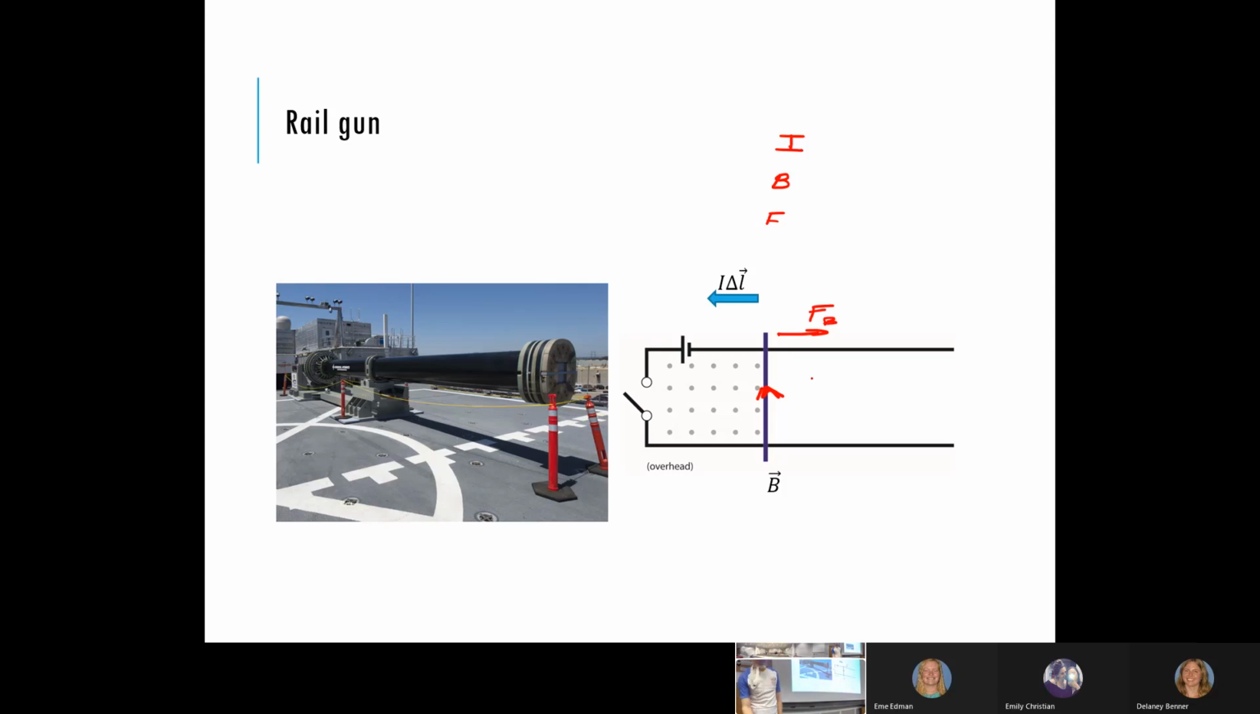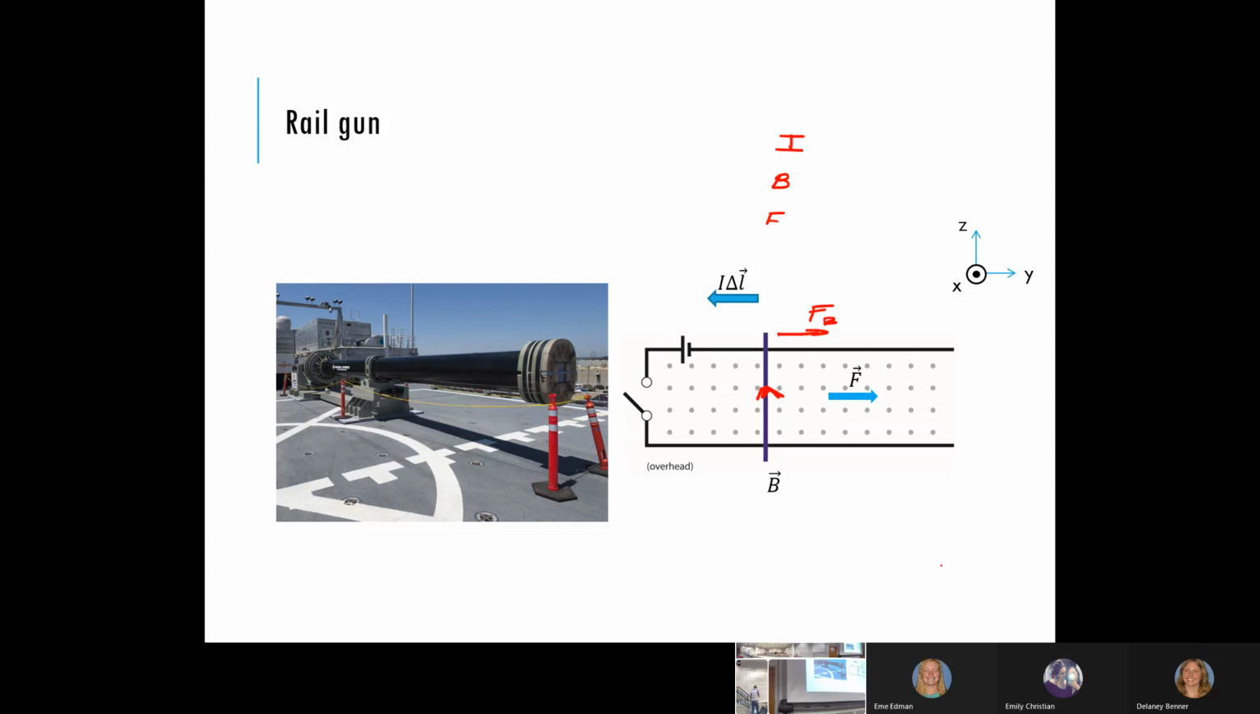Say FB. There we go. And that's also why the rails have to be conducting the full length, because as this blue piece moves down the rail, you still have to complete the circuit.